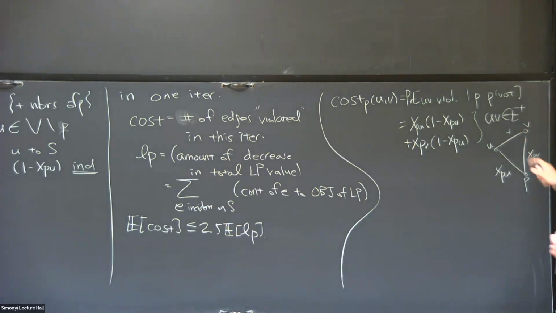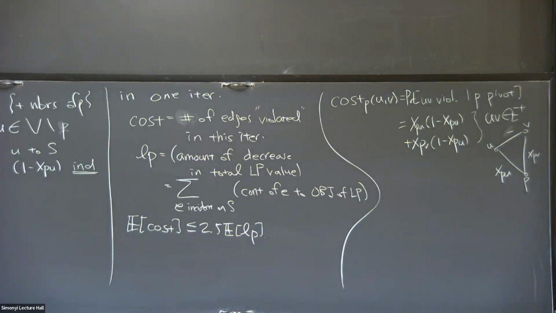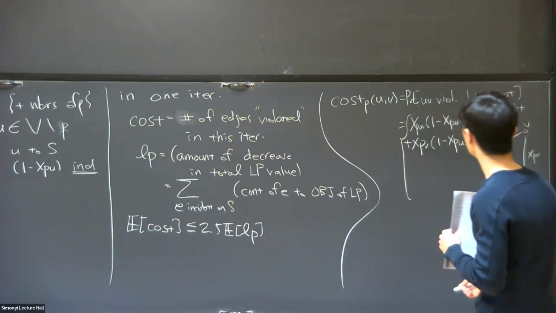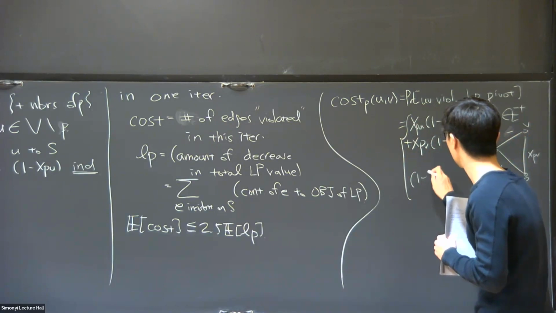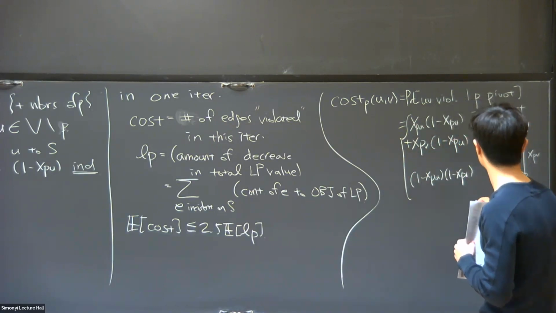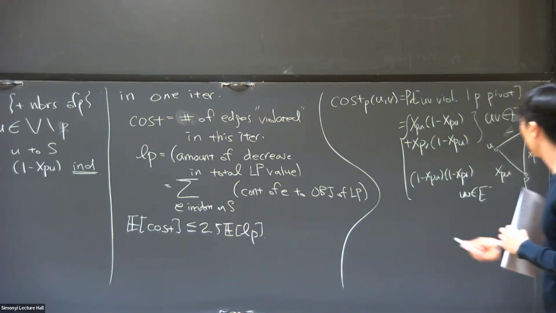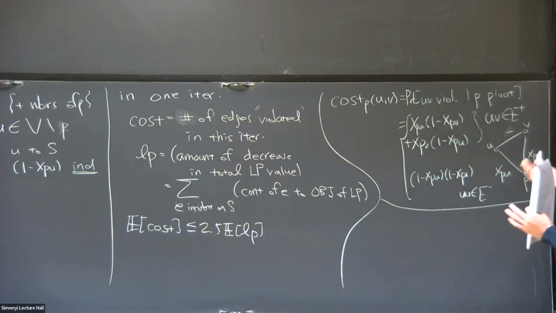And then if it's a minus edge, the only way that it's violated is when U and V both go with P. So then it's going to be 1 minus XPU times 1 minus XPV. Okay, very simple. So that's good, and exactly we define this quantity.